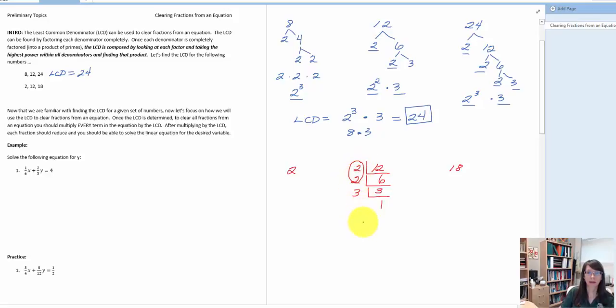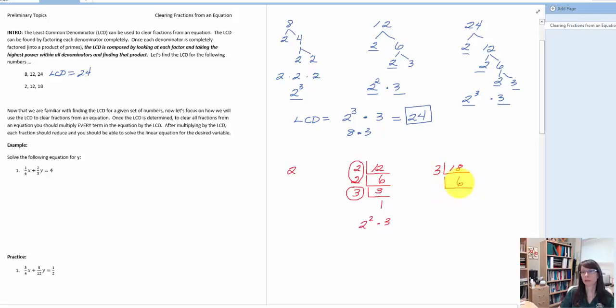2 times 2, that would be 2 squared. My other factor is 3. So 2 squared times 3 should get us back to the original number of 12. And using a similar technique here with 18, I could divide by 3, that's a prime number. 18 divided by 3 would leave us 6.